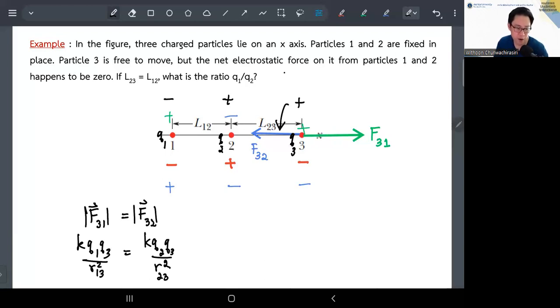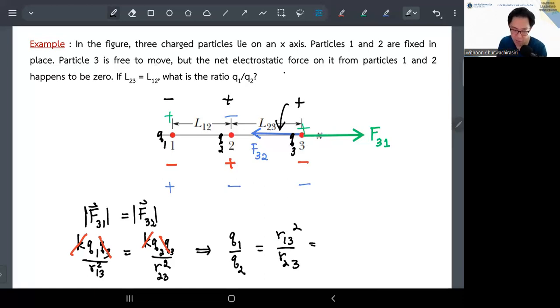All right, so what we have now, hey, it's almost done, right? First thing first, you can probably see that I can cancel Q3. I can cancel the K. So your job is almost done. What they want is the ratio between Q1 and Q2. So I just move R13 squared to the other side. And as you can see, the distance from 1 to 3 is twice, okay?